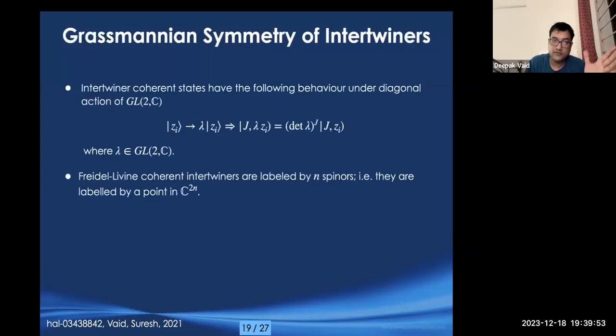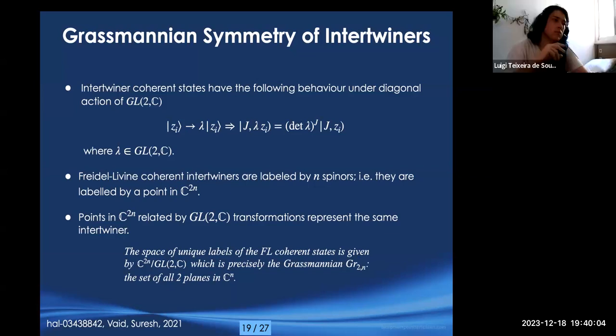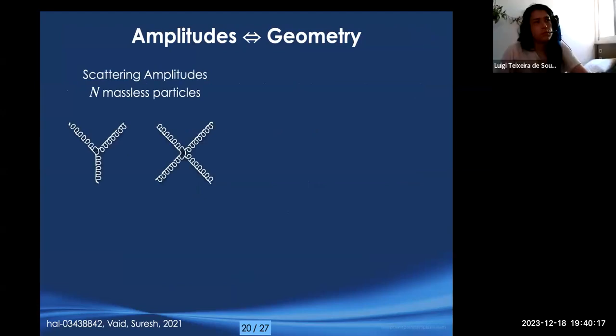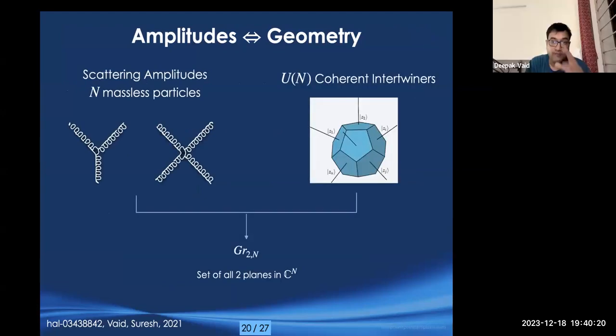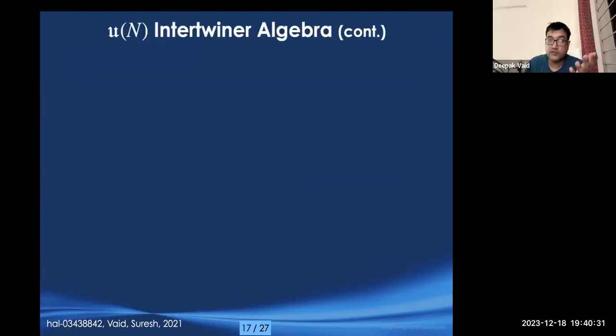All of this, by the way, was known and done by Freidel, Speziale, and Livine in 2006, 2008, and so on. What is my contribution? My contribution is the realization that this has an equivalent description in terms of scattering amplitudes. I'm not going to go into that right now, because I want to tell you how we get the wormhole geometries.